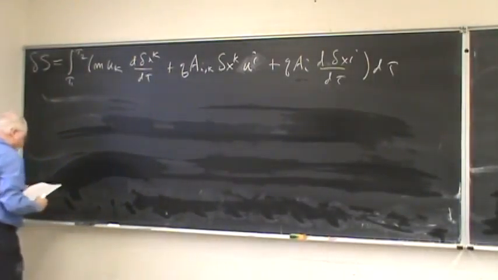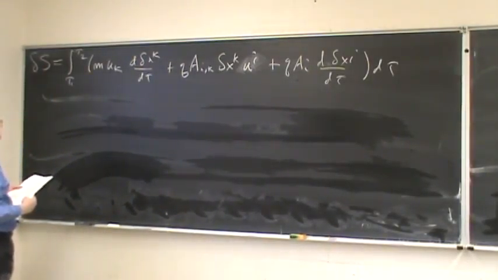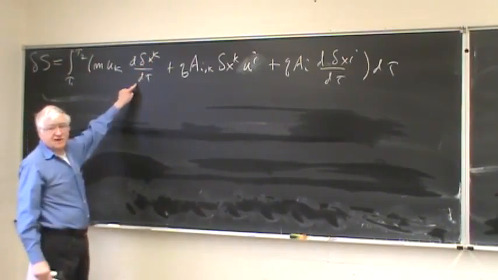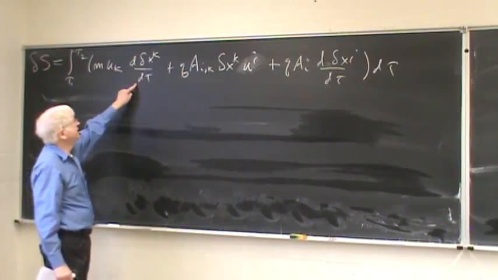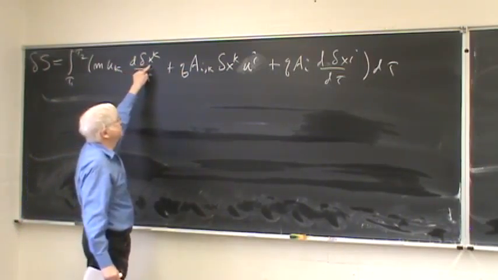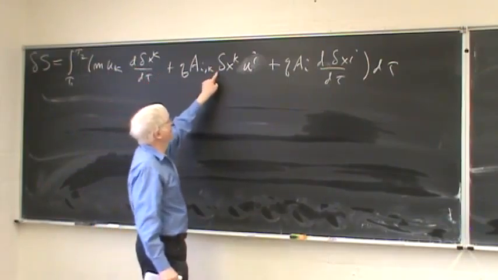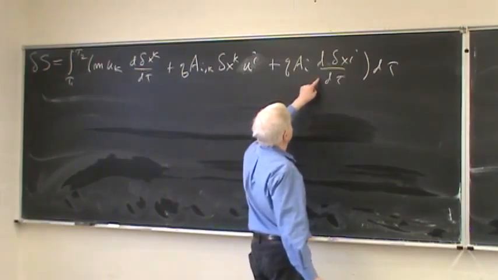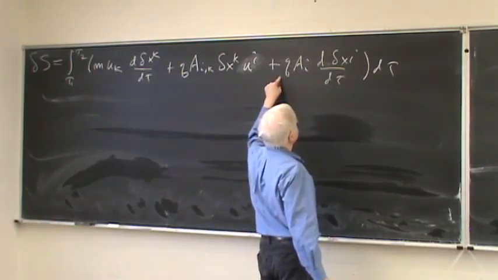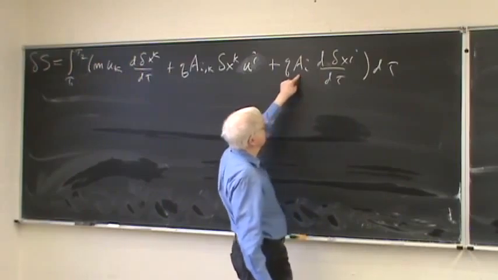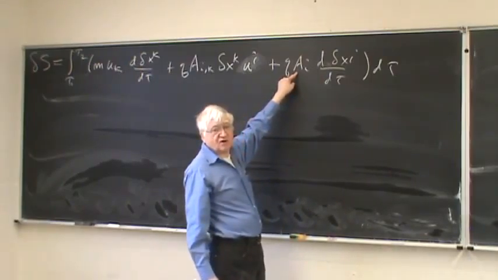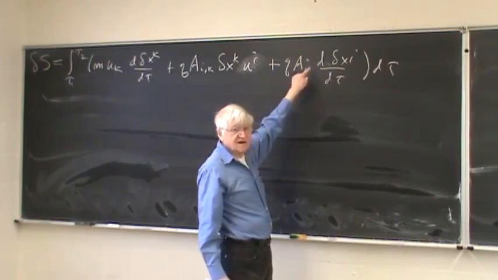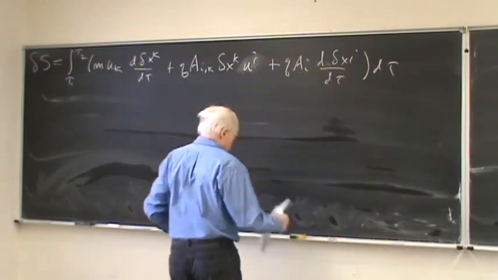And what we do now on this term is we integrate by parts. And so we expose just a variation of x^k. Over here we have a variation of x^k, we don't need to do anything. Here we once again integrate by parts, and when we integrate by parts, we have a d/dτ of A_i, that's partial A_i partial x^k times u^k.